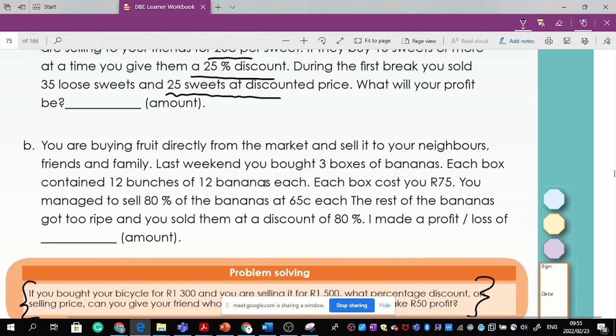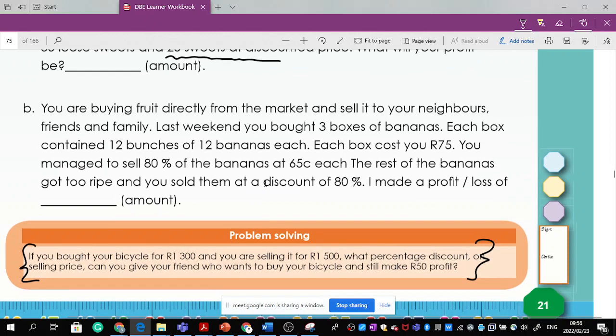Let's see if we have time. Right, so you have 3 boxes of bananas, each containing 12 bunches, and each bunch has 12 bananas. Each box cost you 75. So the buying price is 75 rands times 3 because we have 3 boxes, right? Yes, ma'am. That's how much? 225.